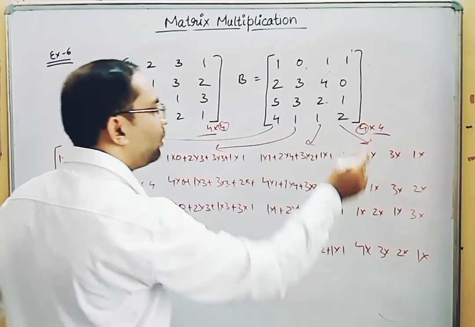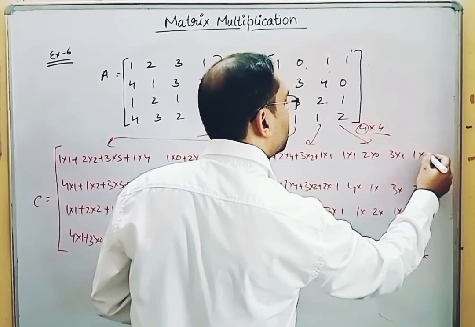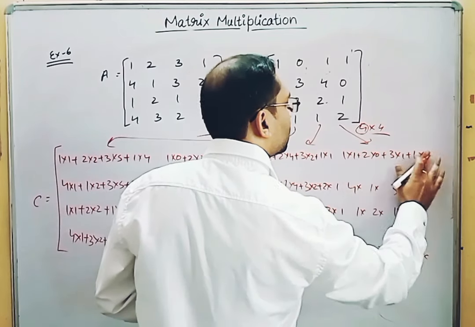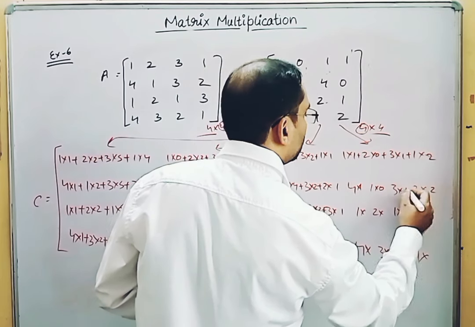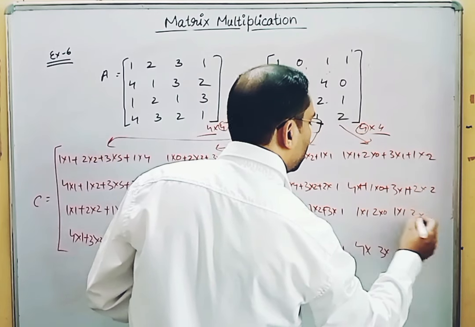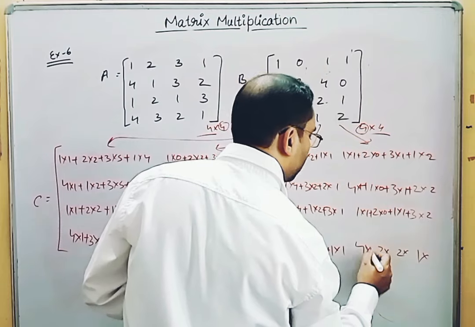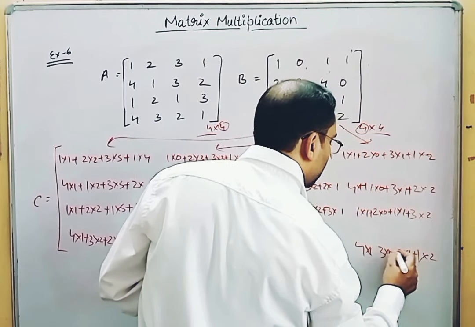And the last column, 1, 0, 1, 2. So we'll have 1, 0, 1, 2, plus sign in between. Next is 1, 0, 1, 2, plus sign in between, and again 1, 0, 1, 2 for the remaining rows.